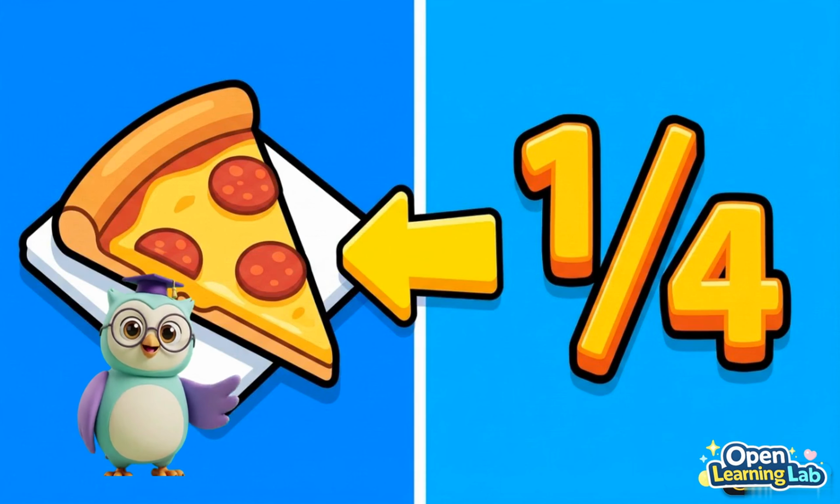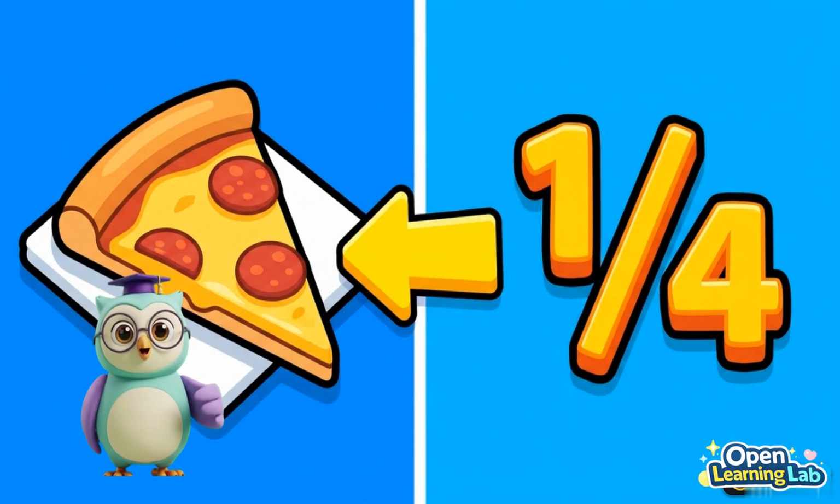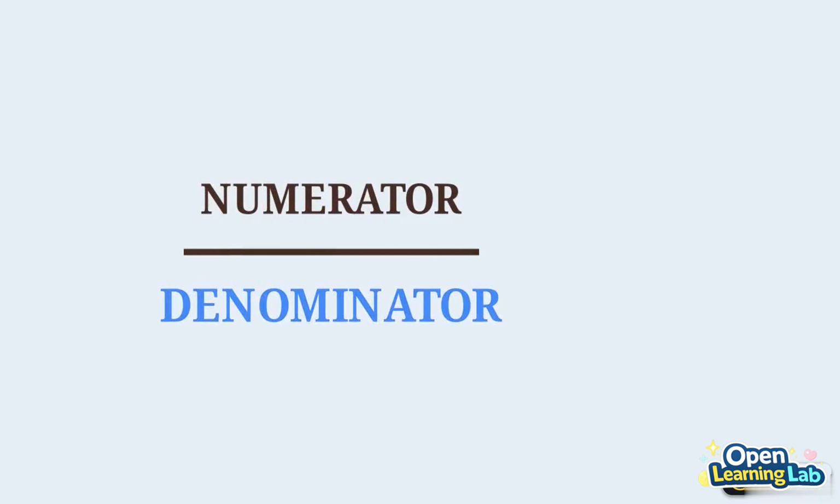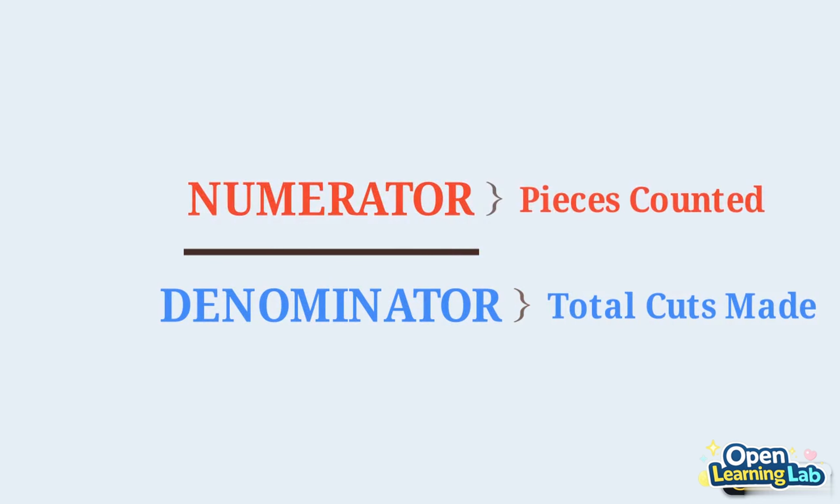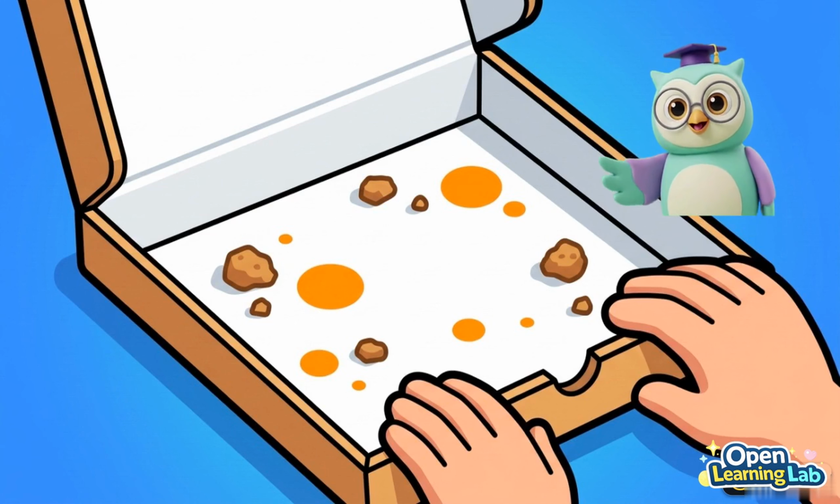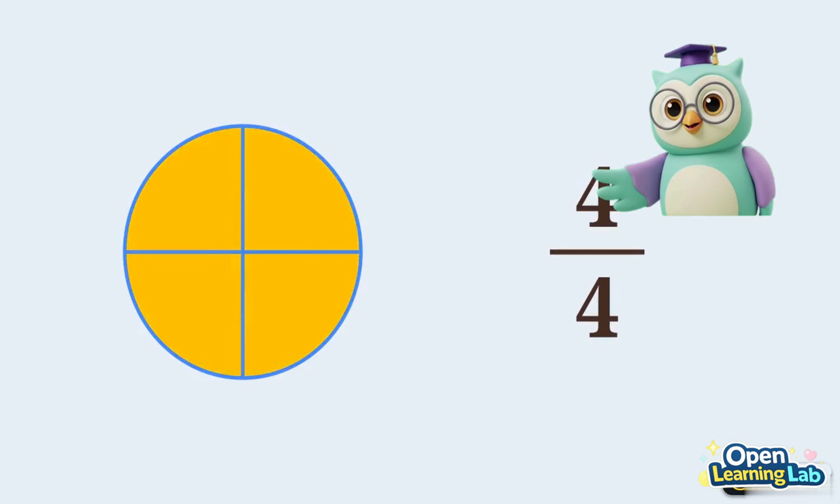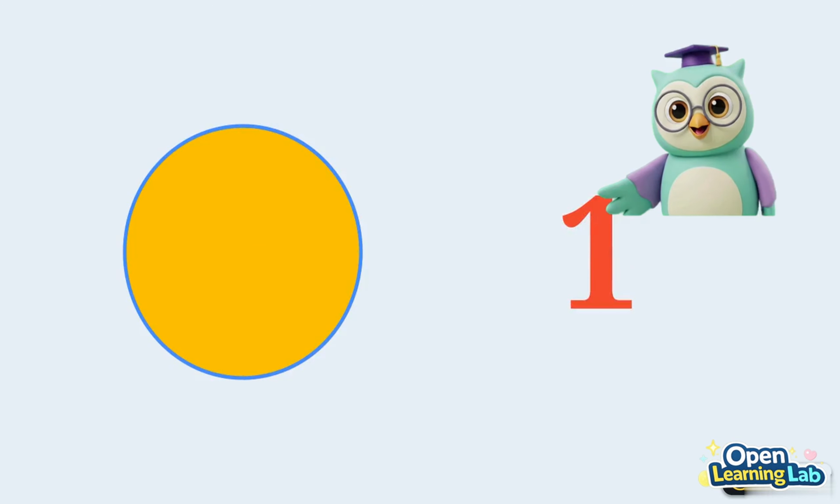When you have 1 out of 4 pieces, we say you have 1/4 of the pizza. Every fraction follows this pattern. The bottom number shows the total cuts made, and the top number shows how many pieces are being counted. So what happens if you eat all 4 slices of that pizza? When you have 4 out of 4 pieces, 4/4, you have the whole pizza again.